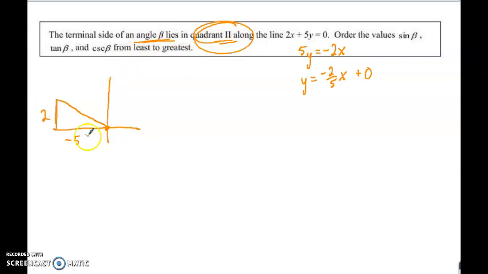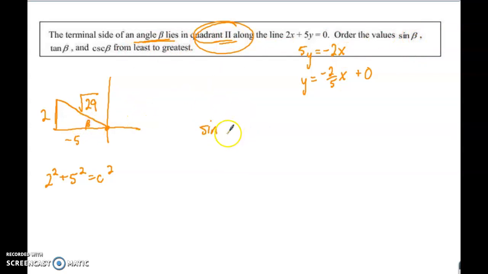So if you do the Pythagorean theorem, 2 squared plus 5 squared is equal to c squared. So we're looking at 25 plus 4 is 29. So they're looking at the square root of 29. So as far as our answer goes, I don't really like this. Let's just find all three of them. I was trying to be fancy.